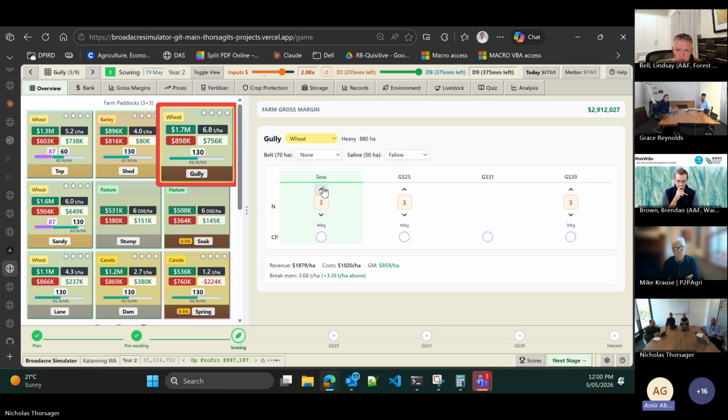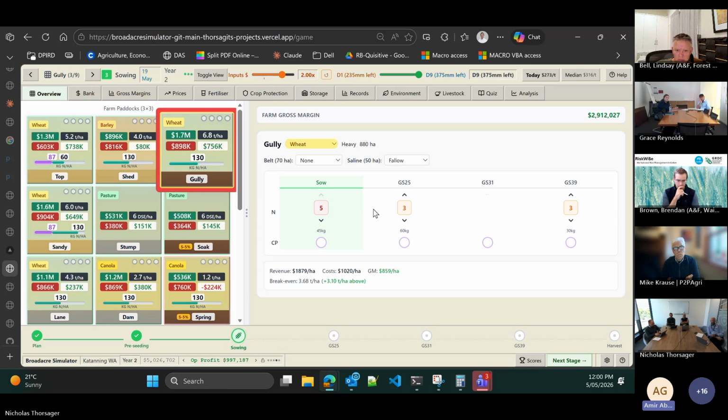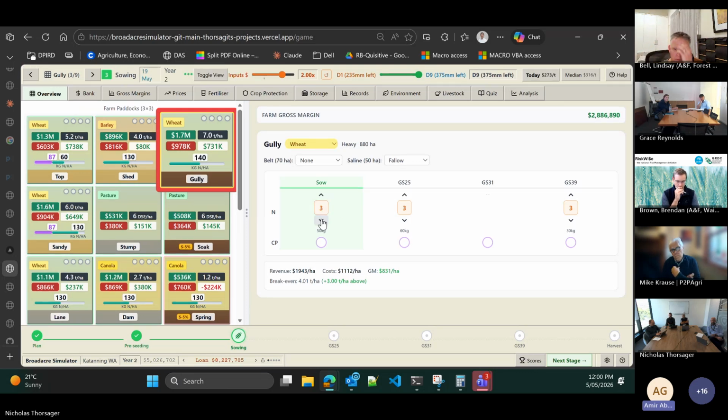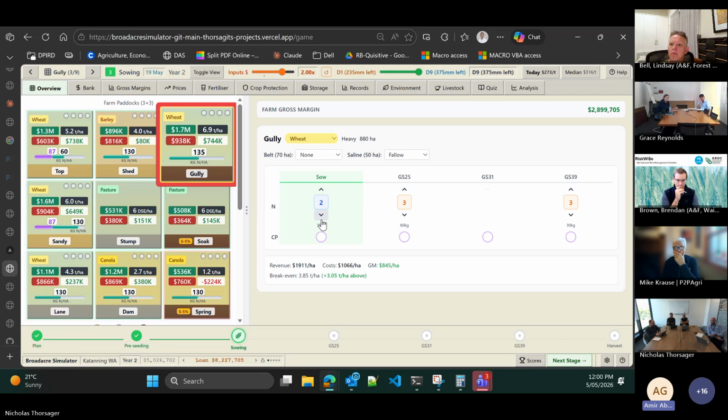So starting well, you might want to load it up on starting nitrogen and maximize the rain, or maybe you want to hedge and you say, well, it started well, but the position you're in, you don't need to make a bunch of money. And so you can begin to play with your inputs, both your nitrogen up the top and your crop protection down the bottom, and make decisions looking forward.